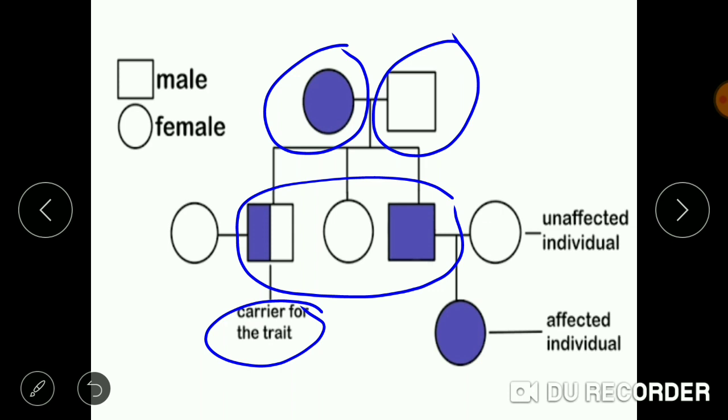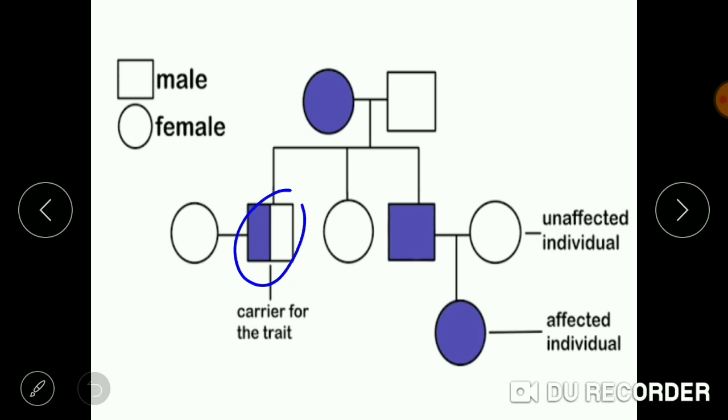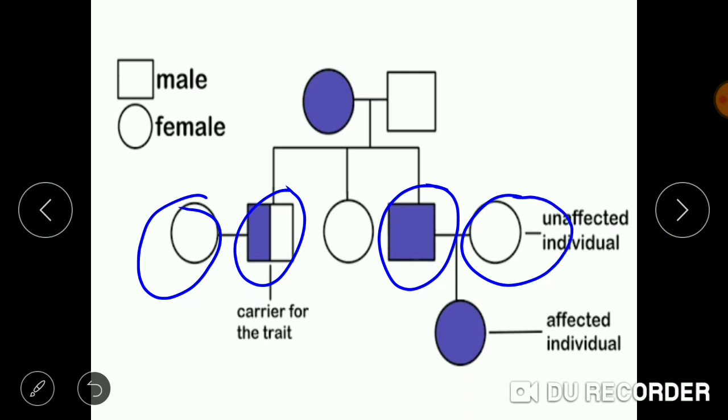Now we see that the carrier male is getting married to an unaffected female, while the completely diseased male is also married to an unaffected female individual, having a daughter which is completely affected, completely diseased.